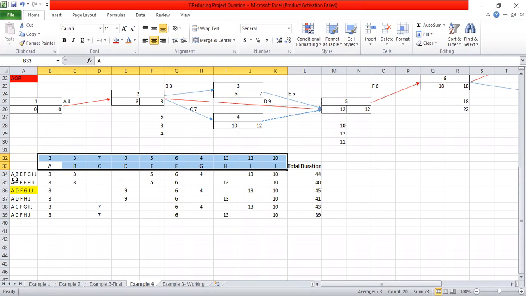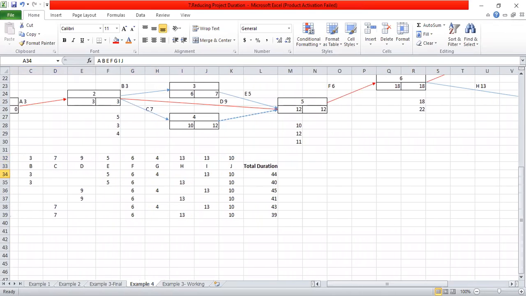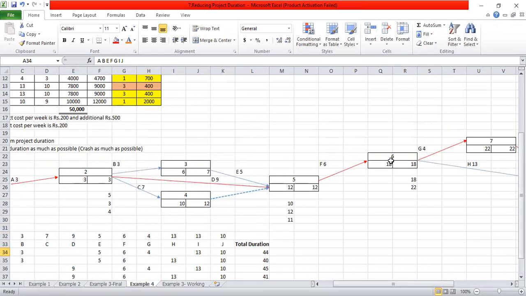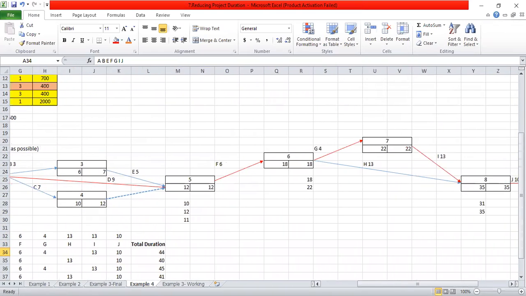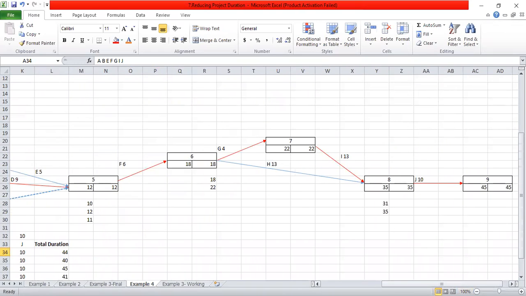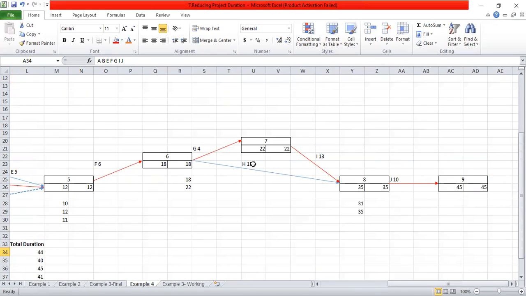this project network. So I will start from here. A, B, E, F, G, I, J. So this is the first path, right? The second path is A, B, E, F, H, J. That is the second path.